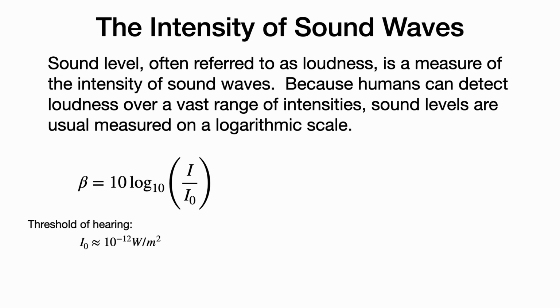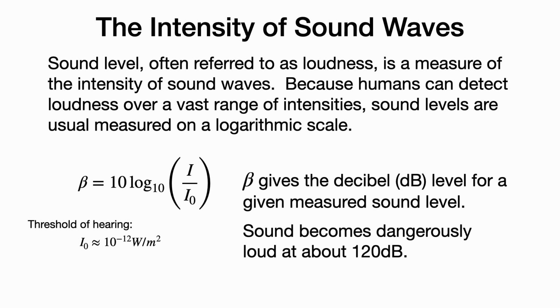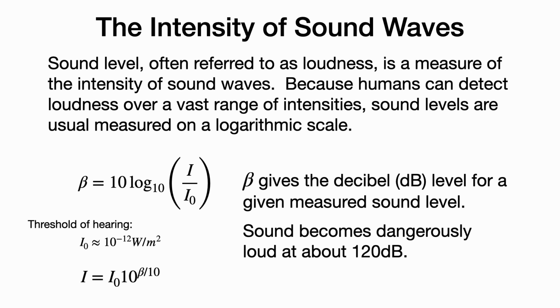Because humans can detect loudness over a vast range of intensities, sound levels are usually measured on a logarithmic scale. Here, beta gives the decibel level for a given measured sound level. In this equation, I0 refers to the threshold of hearing, which occurs at a level of about 10 to the minus 12 watts per square meter, which corresponds to 0 decibels. Sound becomes dangerously loud at about 120 decibels. We can also invert the equation for sound levels to give the intensity as a function of the sound level in terms of decibels.